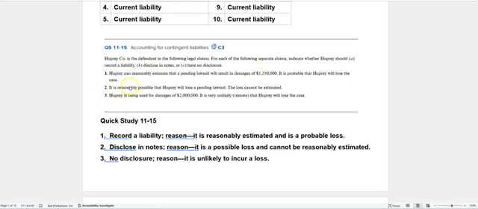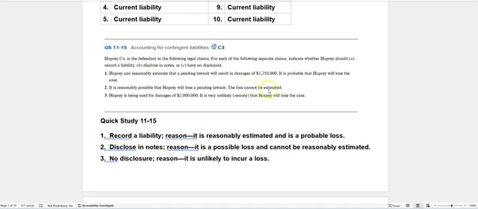But if it is only reasonably possible that Humphrey will lose this pending lawsuit, okay, it's not probable, but it's reasonably possible, we're still a really good chance. Unfortunately, the amount of the liability, the lawyers have no idea. It could be $1, it could be 5 million, they don't know.